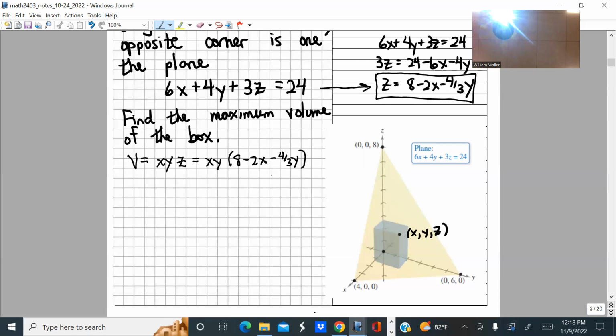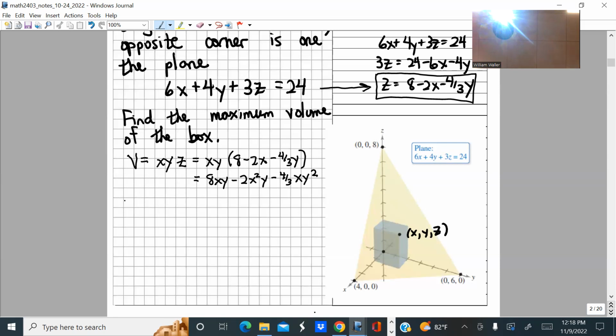And I know how to find minima and maxima for functions of two variables, right? So what thing am I going to do first? I'm going to compute partial derivatives. That's right. So let's expand that product first. So what is this? 8xy minus 2x squared y minus 4/3 xy squared. Now we can't mess that up, or we'll be here all day. So is that correct? Yeah.